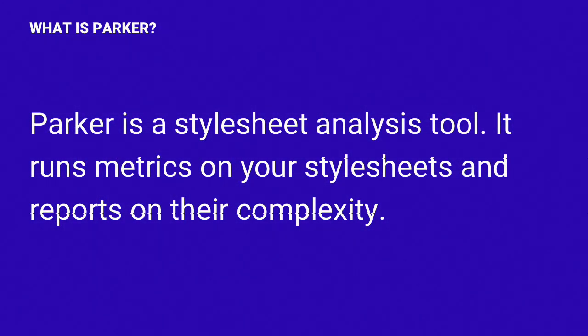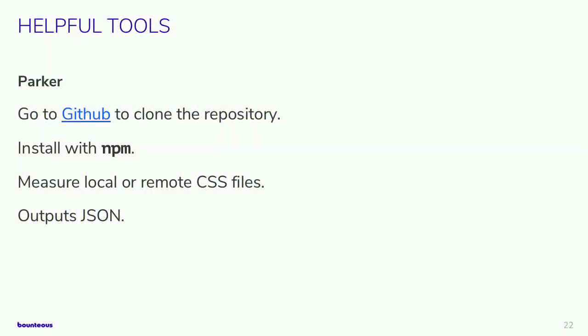Parker's a style sheet analysis tool, and it runs metrics on your style sheet, and it really helps report on the complexity, and it gives you numbers that can tell you how complex it is and what's going on. So how does it work? You go to GitHub, and you can clone the repository. You install it locally with NPM. And again, the slides are up. You can click on these links and I highly encourage you to give it a try. You can measure local CSS files or remote CSS files. And the awesome, awesome thing about it is it outputs JSON.